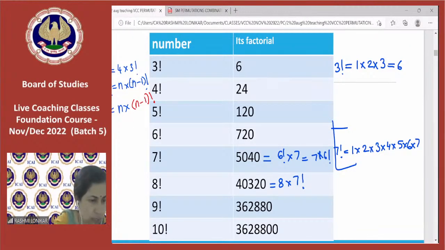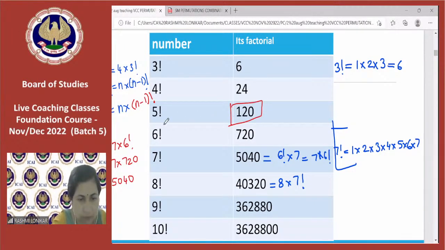So similarly, 7 factorial can be written as 7 into 6 factorial. So how much will this be? 7 into 720, which brings us to 5040. So once you remember 5 factorial, just remember 5 factorial is 120, bigger numbers, if they come also, you will be able to do them quickly.